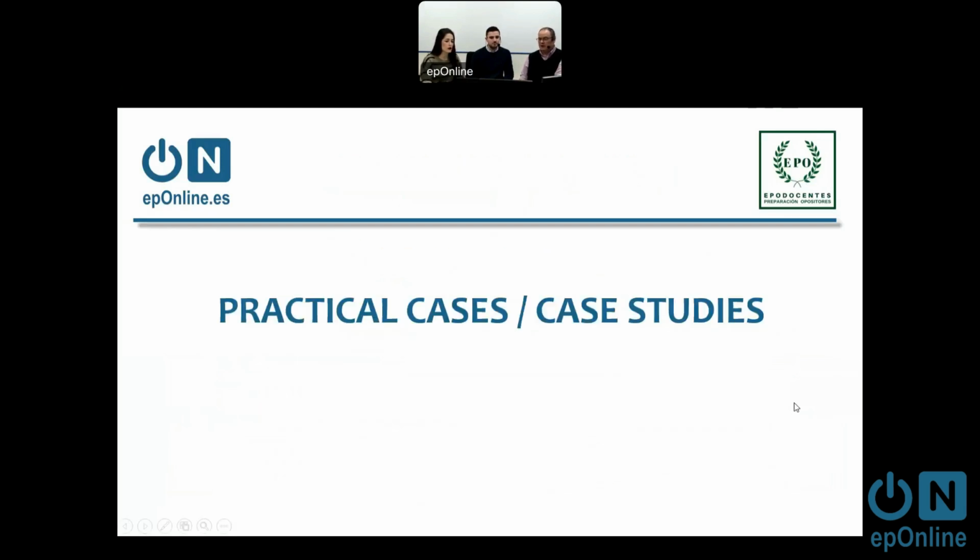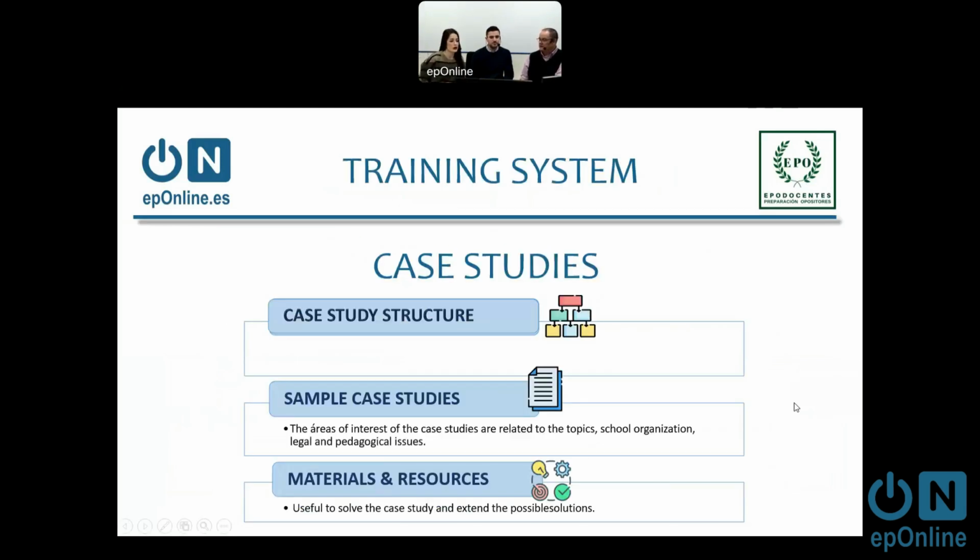So regarding the practical case or case studies, the case study is a kind of situation that the members of the board are going to give you in the exam, and you have to answer with different steps. The good thing of having things separately at the beginning is for you to realize all the different elements that need to be included.